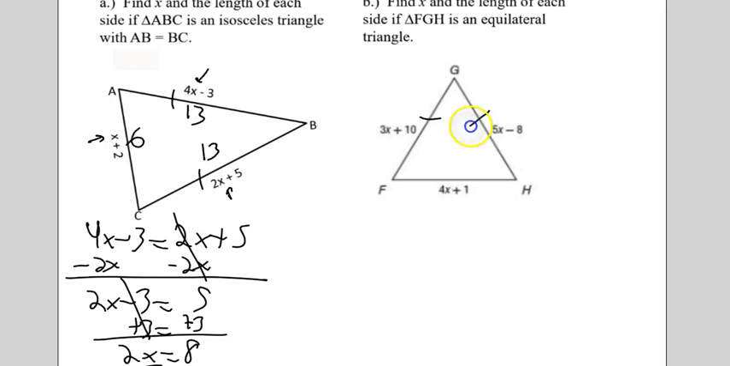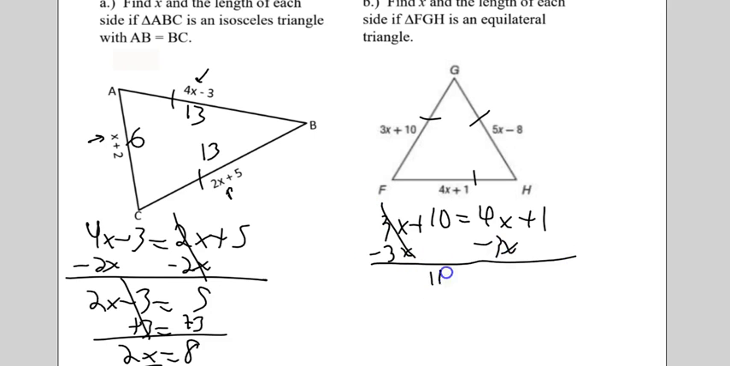Part B, find x and the length of each side if FGH is equilateral. That means all 3 sides are equal, which means you can pick any 2 of these and set them equal to each other. So 3x plus 10 equals 4x plus 1. Doesn't matter. All right? Now, again, I like to keep my x's positive, so I'm going to subtract 3x here.